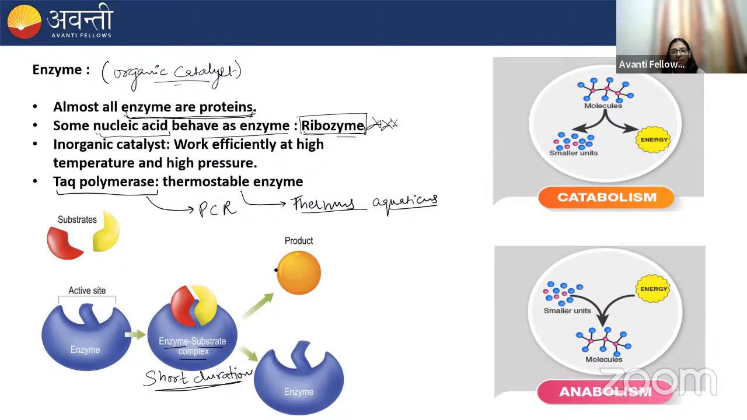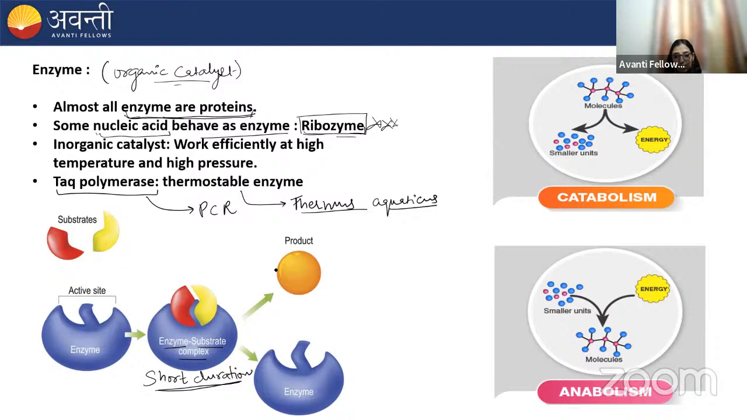Metabolism is the sum total of all the chemical reactions that are taking place in our body. So metabolism is of two types, the catabolism and the anabolism. Catabolism, when the larger molecule splits into smaller molecules, because the larger molecule will be broken down, it will release the energy. So during catabolism, energy is released.